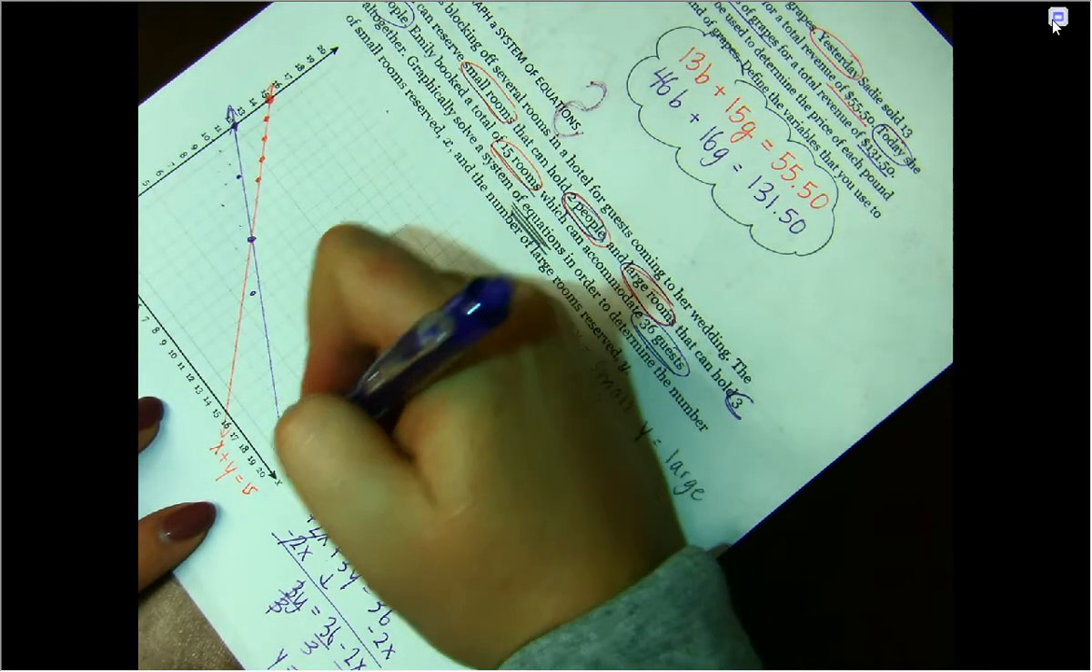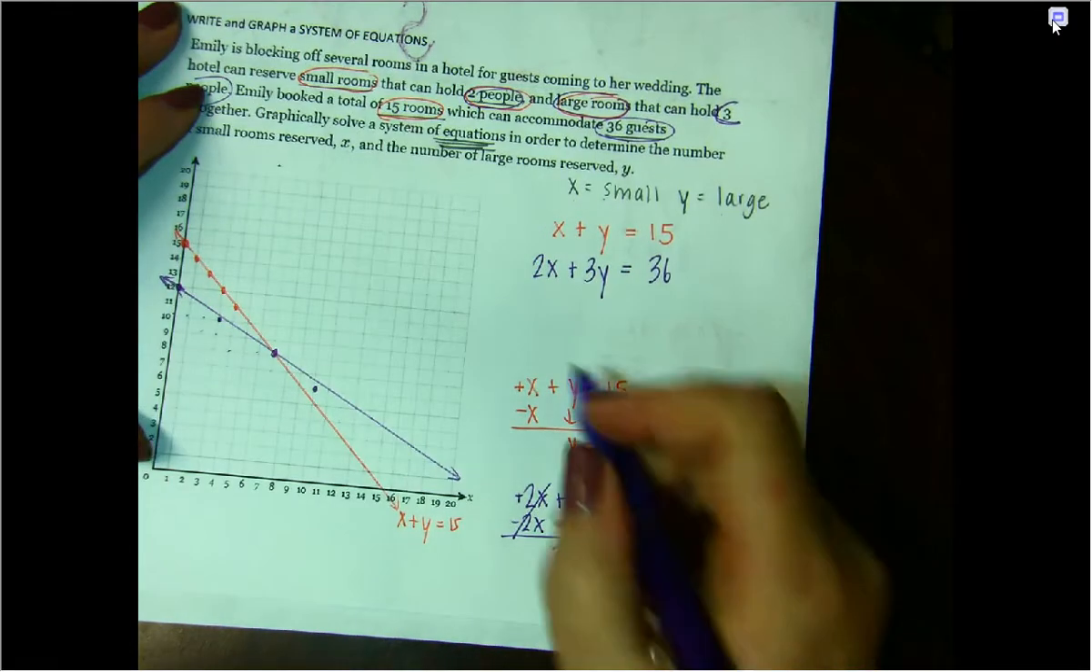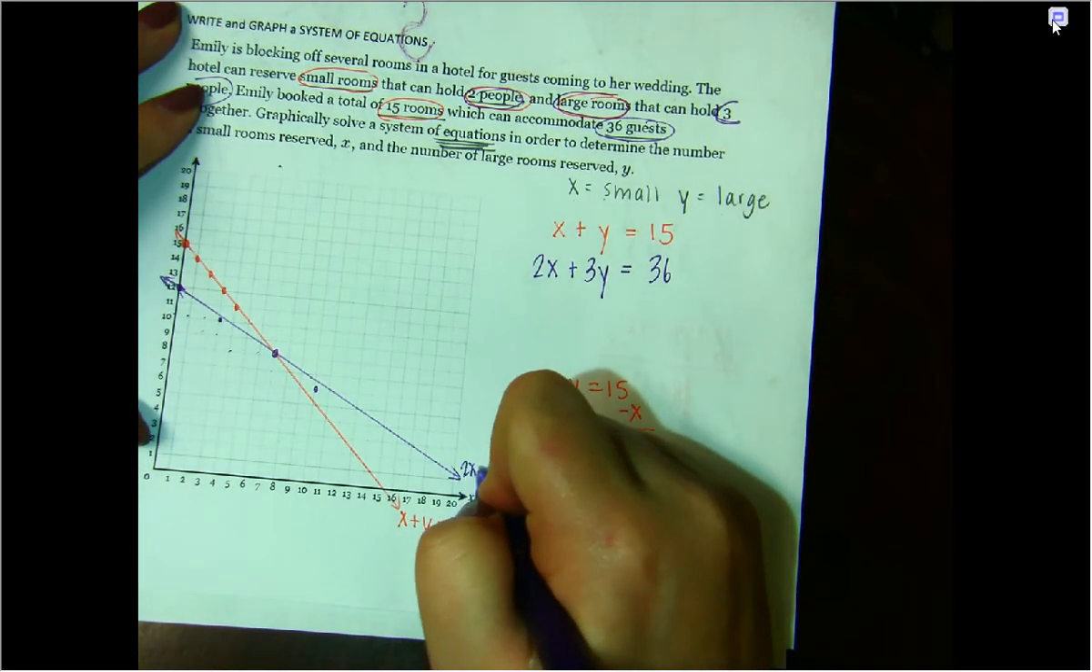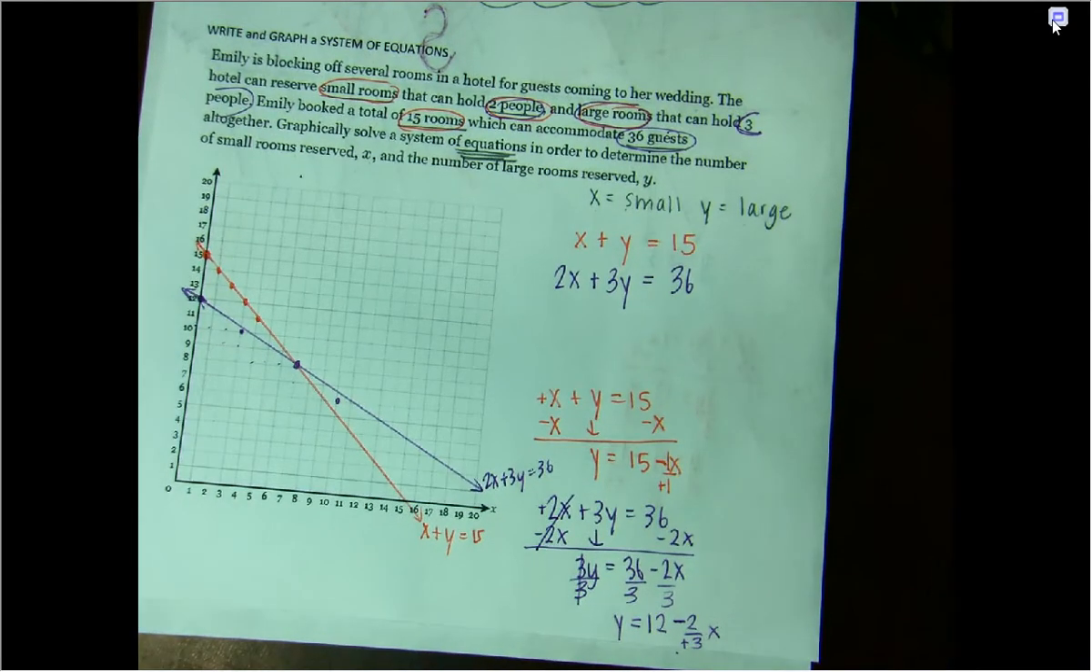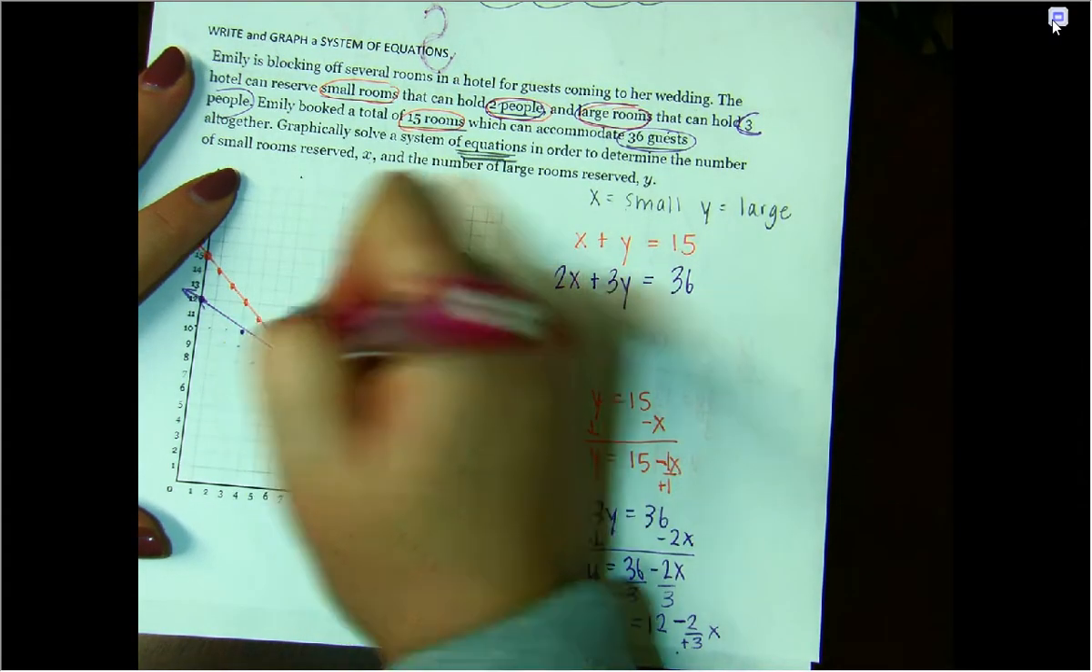Oopsies, I kind of missed that one. That's okay. And this is 2x plus 3y equals 36. And just like we talked about, what is the solution to this system? It's where these two things cross, okay?